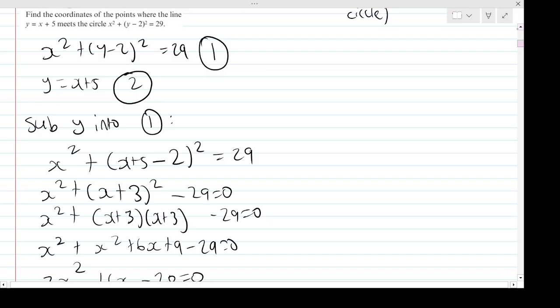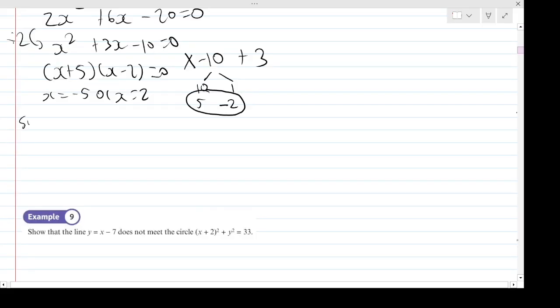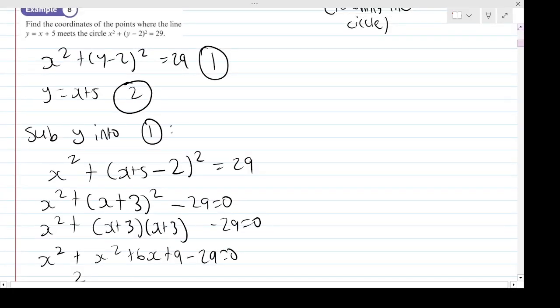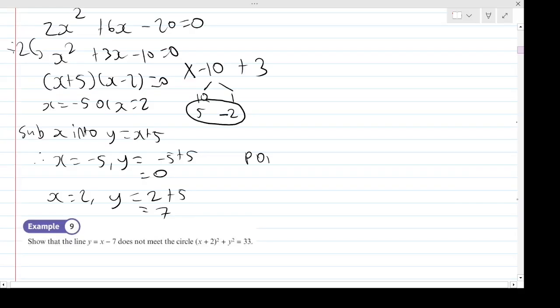So always substitute it into the linear equation in quadratic simultaneous equations. So substitute it into this equation, y is x plus 5. So sub x into y is x plus 5. Therefore, if x is minus 5, then y would be minus 5 plus 5, that would equal 0. Or if x is 2, y would be 2 plus 5, that would be 7. Therefore, what did it say? To find the coordinates of the point where the line meets the circle. Well, that's just our solutions then. So the points are either x is minus 5, y is 0, or x is 2, y is 7, and there we are.